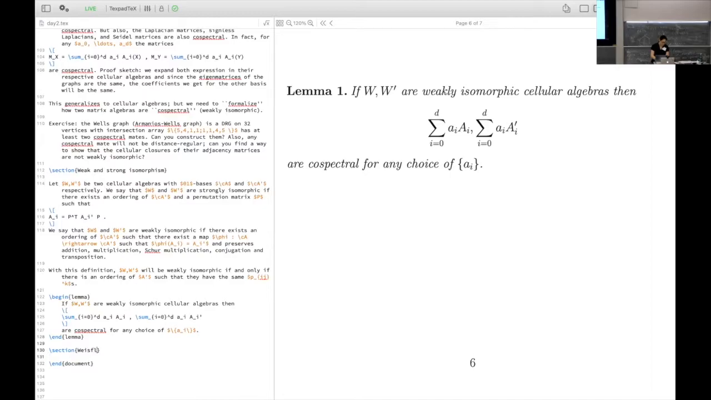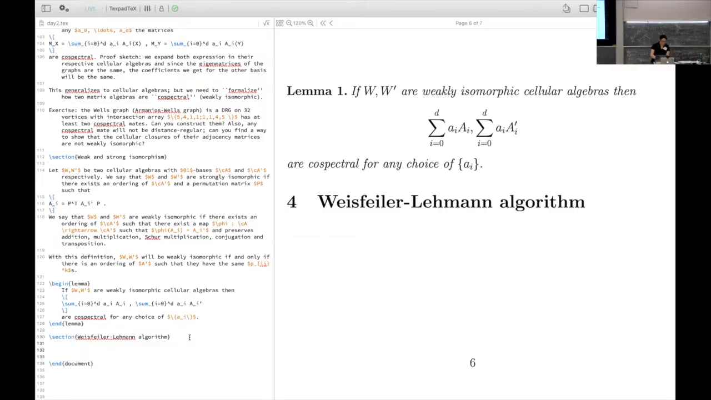So the main source of matrix algebras is this Weisfeiler-Lehmann algorithm for distinguishing graphs. The Weisfeiler-Lehmann algorithm comes in different dimensions, and the one-dimensional one is the easiest to explain. And the best way to explain it is to look at an example. So what is this algorithm going to do? It's more of a heuristic algorithm, which computes an equitable partition of an input graph.